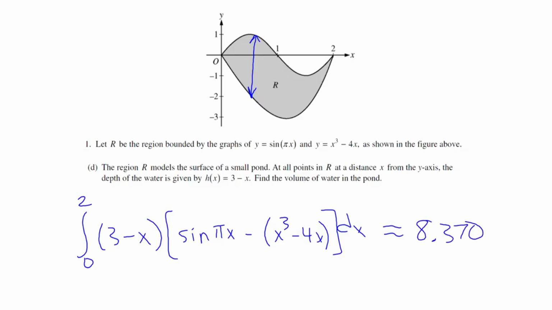And they gave you 2 points there in part D, 1 again for the correct integrand, and 1 for the correct final answer. And that is the end of this area and volume FRQ, question number 1 from the 2008 AP Calculus AB exam.